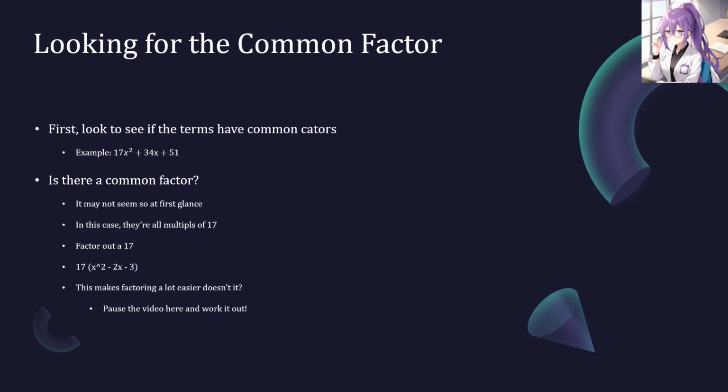When we factor out the 17, we get 17 times the quantity x squared minus 2x minus 3. Now this makes factoring a lot easier, doesn't it? I want you to see if you can try to work this out on your own. Pause the video here and we will be back later.